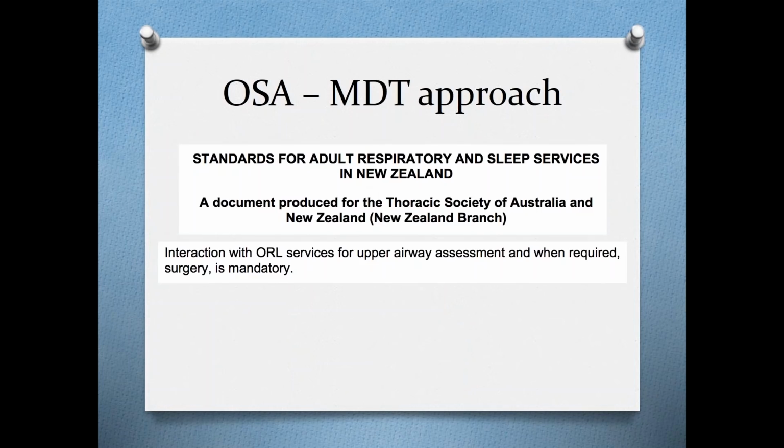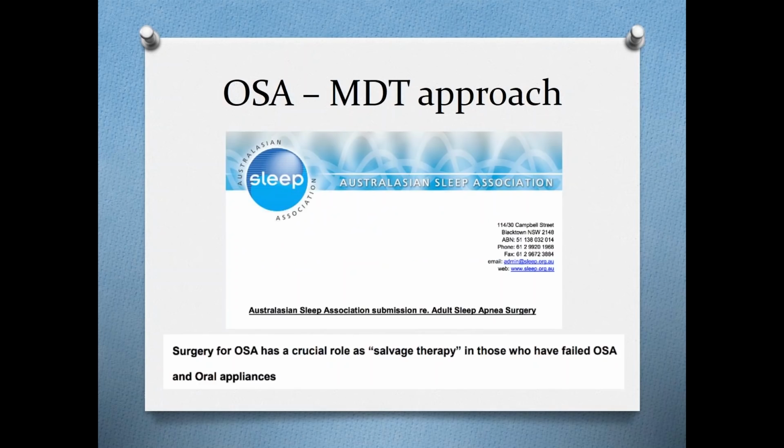And if you look at the national standards published by the New Zealand Thoracic Society, they say oral services for upper airway assessment, that's mandatory. It's easy to say but difficult to accomplish, and that's why we still kind of operate in silos, but that needs to change, and it is changing slowly. If you look at the Australasian Sleep Association, their comment is that surgery for OSA is crucial as salvage if CPAP doesn't work or if the patient does not tolerate it.